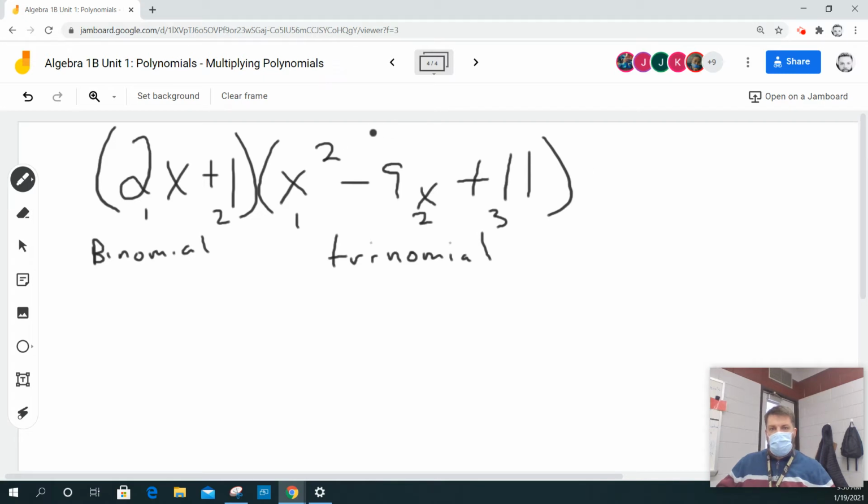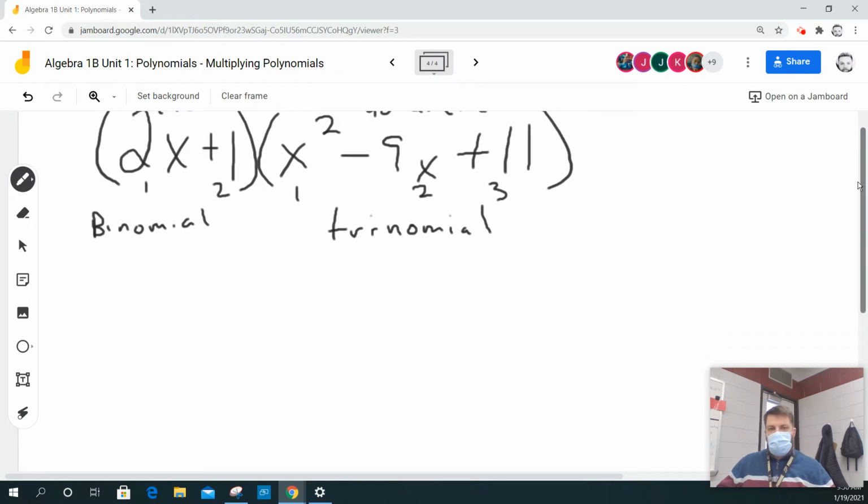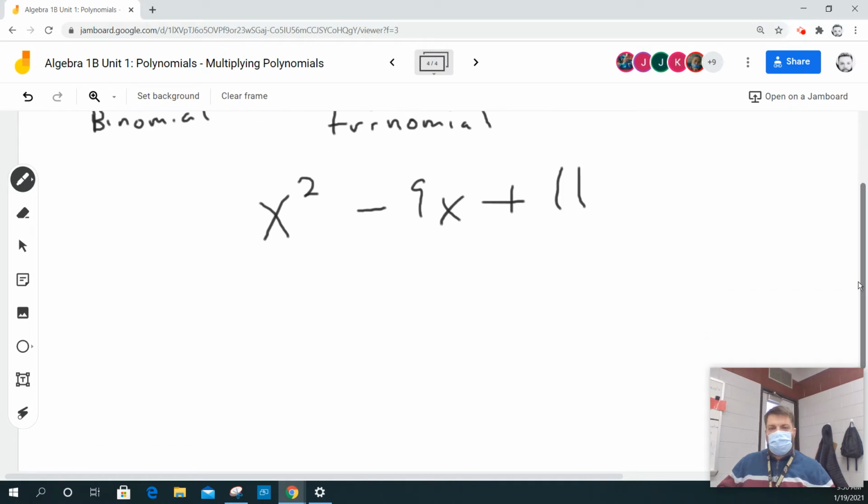This is called a quadratic because it's a second degree polynomial. And this is called linear because x is raised to the first power. So anyways, just a quick review from our last section. But now I've got to multiply x squared minus 9x plus 11 times 2x plus 1.